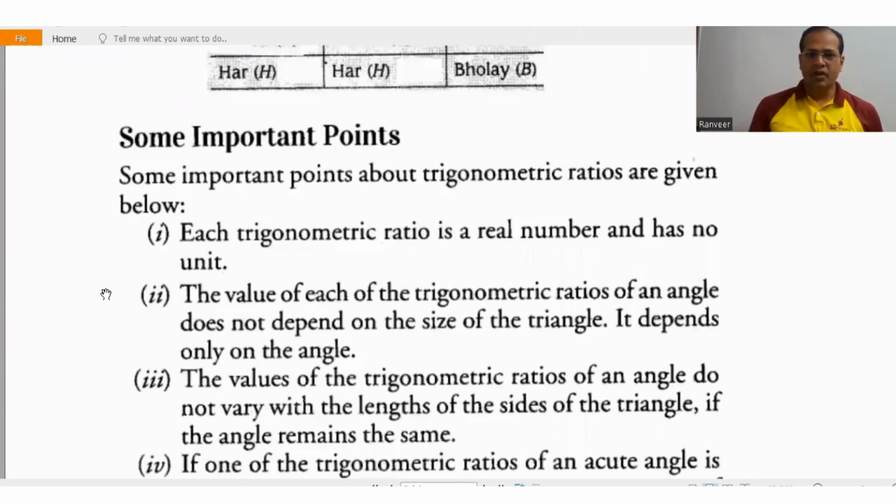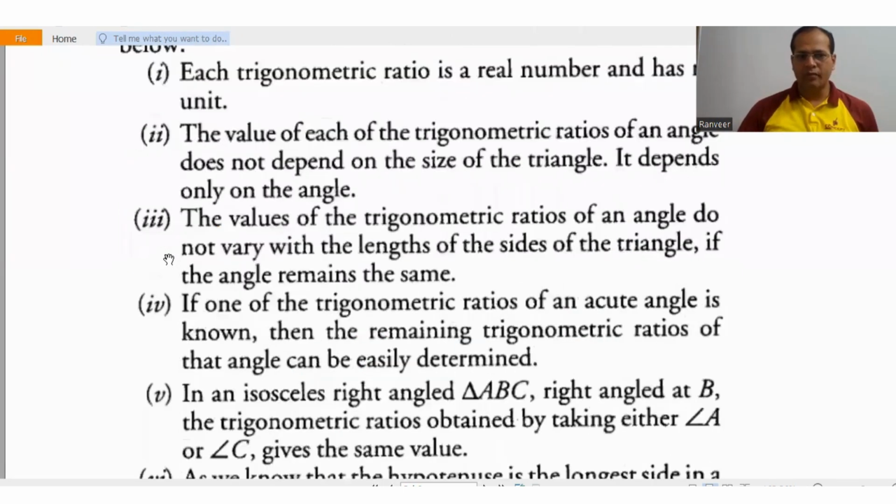Now, some important points that you have to remember: each trigonometric ratio is a real number and has no units, because it is nothing but a ratio. The value of each trigonometric ratio of an angle does not depend on the size of the triangle. It depends only on the angle. The value of a trigonometric ratio of an angle does not vary with the length of the sides of the triangle if the angle remains the same. So these are the basic values that you have to remember.